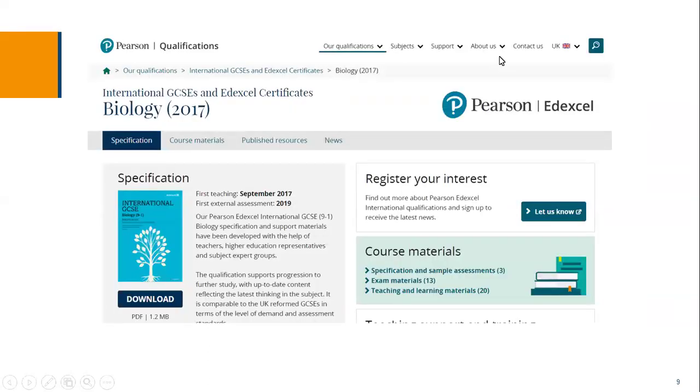This is where you will find it on Pearson's website. You need to go to International GCSE Biology, and then you can download the specification from there.